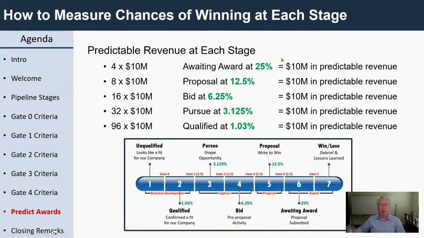Right now, we win 1 out of 4, right? We won 1 out of 3, 1 out of 10, whatever your number is. When you have that number and you plug it in, then you can start predicting how much do I need in my pipeline at certain stages in order to get 10 million. So let's back that up.